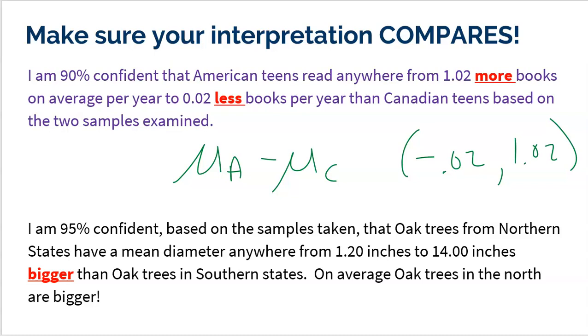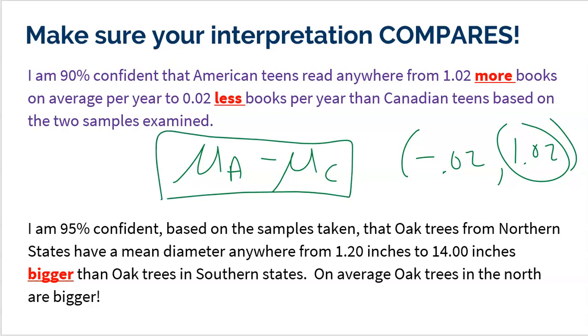So I'm saying I'm 90% confident that the American teens read anywhere from 1.02 more books on average per year, because that's the positive. If I subtract in this order, a positive means the Americans were more, but the negative means that the Americans could actually be 0.02 fewer books per year than the Canadian teens, based on the two samples examined.